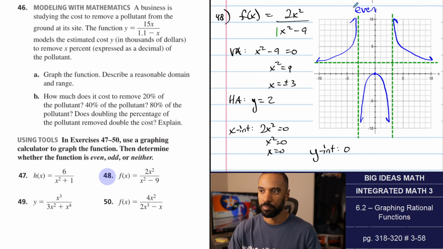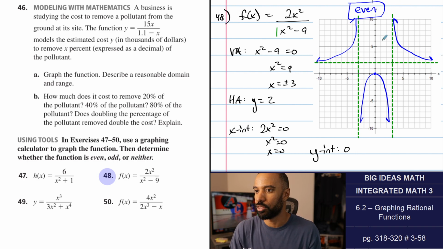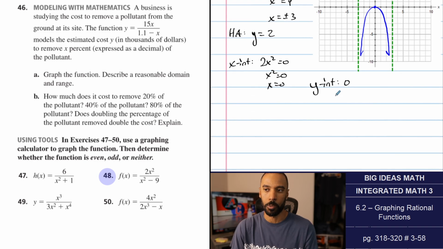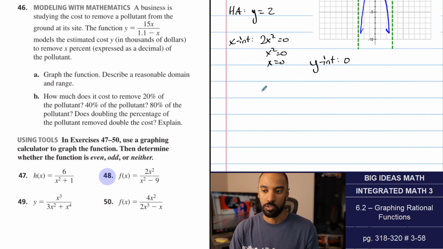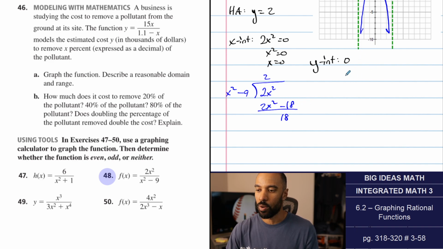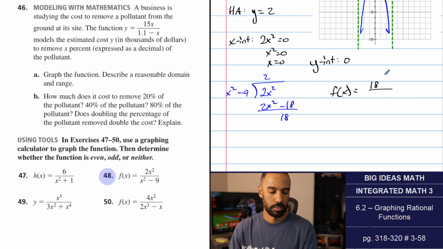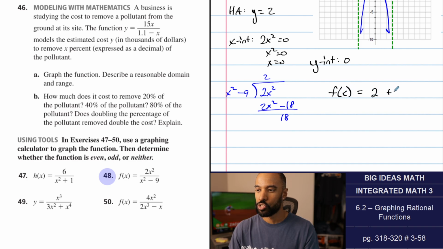I'm expecting it to be even. If there's anything more you can do with this, it is based off of plugging in other numbers. This is where you would get deeper into long division. I shan't spend too long on this here, but doing long division, x squared goes into 2x squared 2 times, and you get 2x squared minus 18. Subtract that, you get 18 here. So you get an equation that can be rewritten as, hold on, actually I like to write the quotient first this time because it's not in that other form: 2 plus 18 over x squared minus 9.